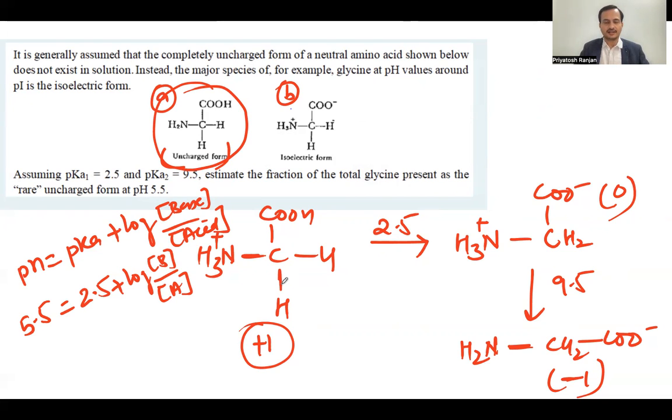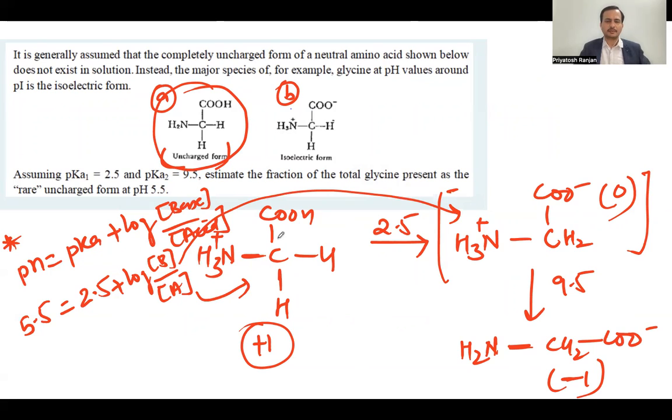Now, if you'll see, if I'm considering a pH of 5.5, I have moved beyond the pK of 2.5. So ideally, the majority of the species should exist in this form, and the higher percentage is going to be this isoelectric species. But since they have asked us to calculate the rare uncharged form, I need to use this formula. What I'm trying to say, in this particular case, I need to consider this as an acid and this as a base.